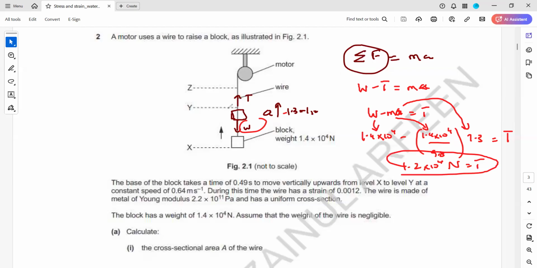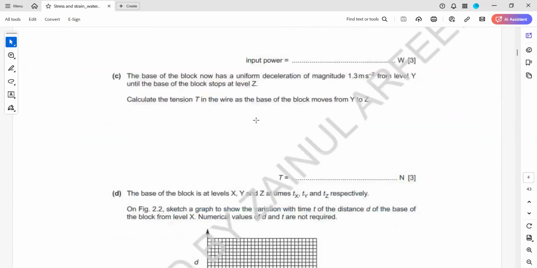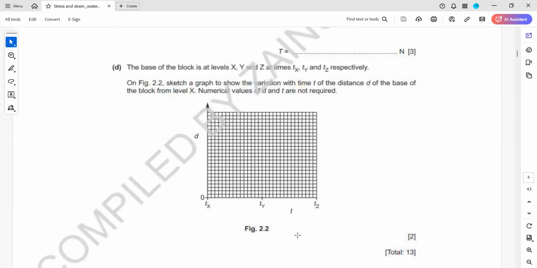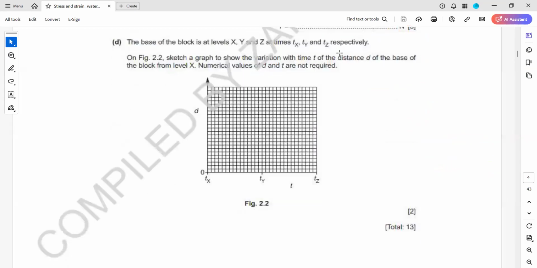So first it was moving at a constant speed and then it is decelerating. Check again with these results. The weight 1.4 exponent 4 divided by 9.8 times 1.3 and subtract from the weight. 1.2 exponent 4, okay.